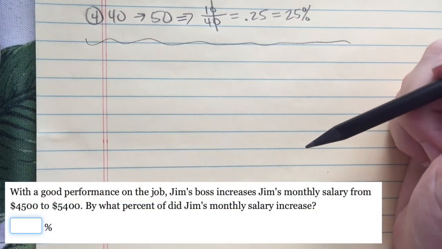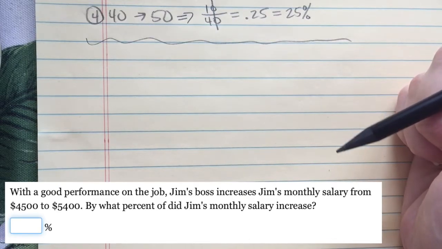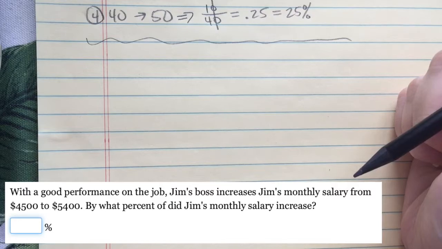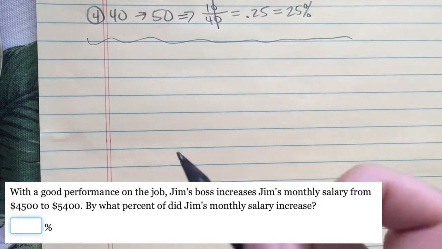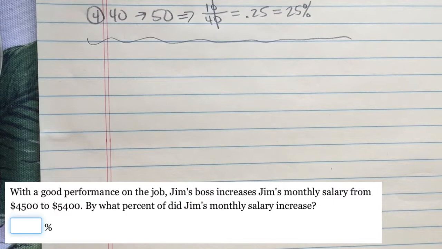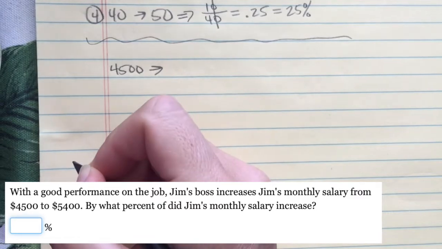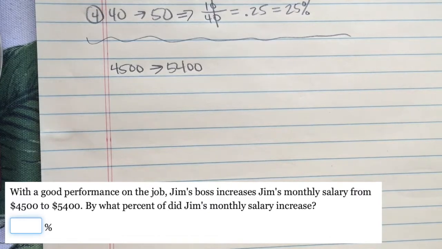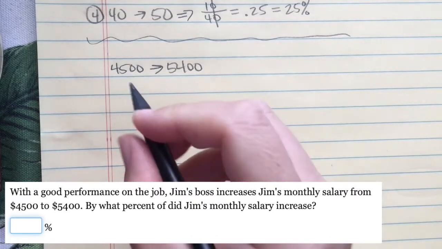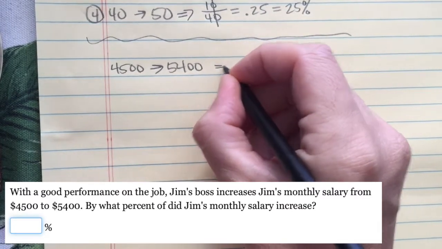All right, for this problem, with a good performance on the job, Jim's boss increases Jim's monthly salary from $4,500 to $5,400. By what percent did Jim's monthly salary increase? Okay, so percent of increase. So we're looking at 4,500 and it went to 5,400. Go ahead and calculate the change first, and we can do that by simple subtraction. So the change was 900.